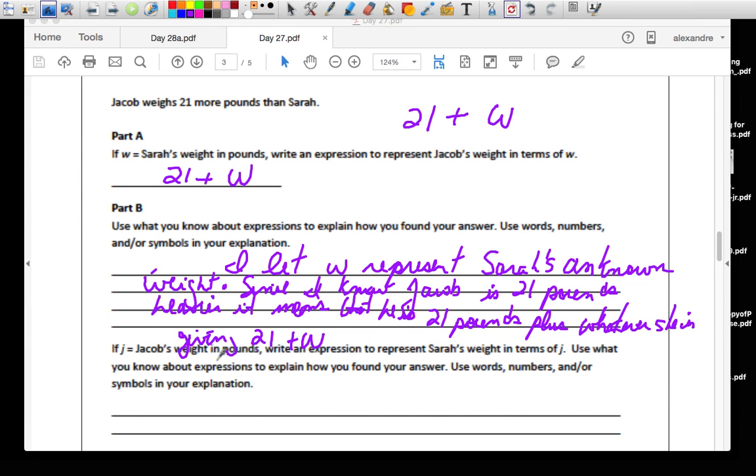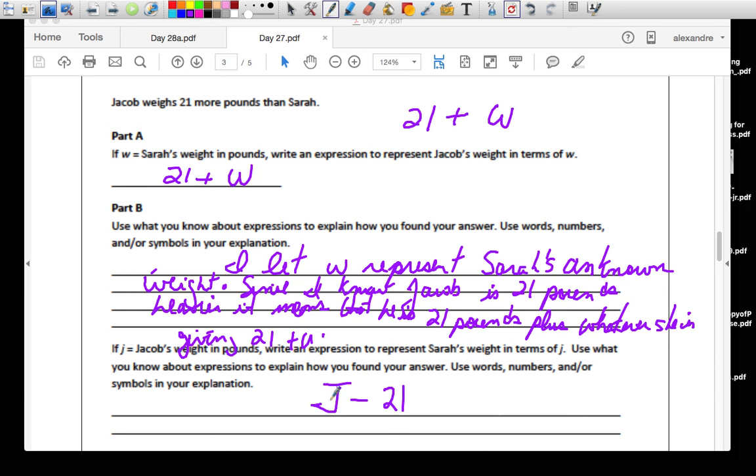If J is Jacob's weight in pounds, write an expression to represent Sarah's weight in terms of J. Okay, so now let's find what Sarah is. Let me just show you something. Jacob, do we know how much he weighs? We don't. So let's represent it with J. Do we know how much Sarah is? Yes, she's lighter than Jacob. So whatever Jacob is, she is 21 pounds less.